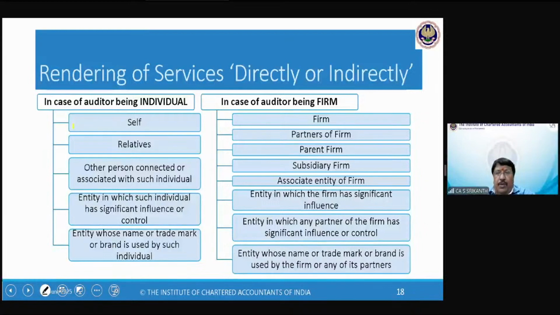So, we notice one thing. For a firm, partners are given. Relatives of partners are not given. Do you notice that? Here, self-relatives are there. Here, firm, partners. Relative of partner is not here. Just keep that in mind.